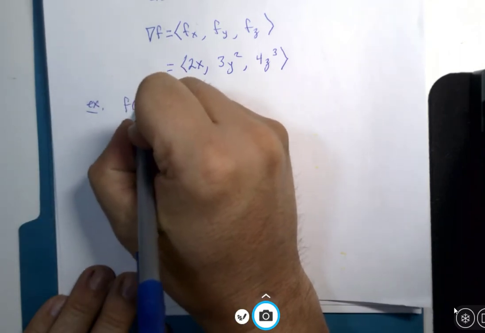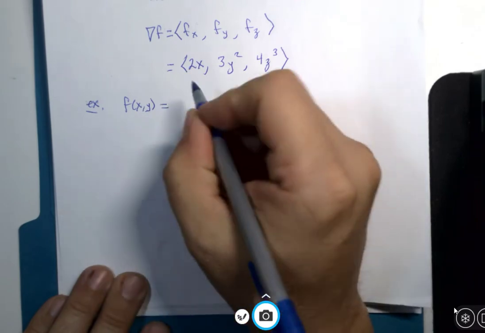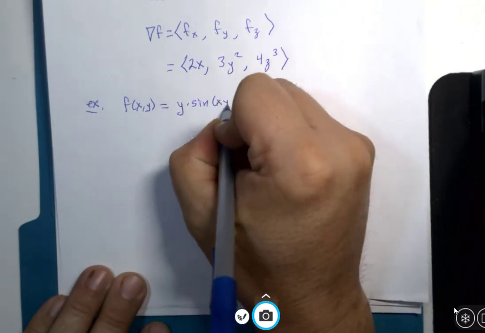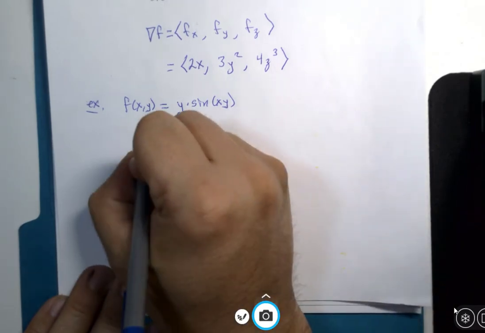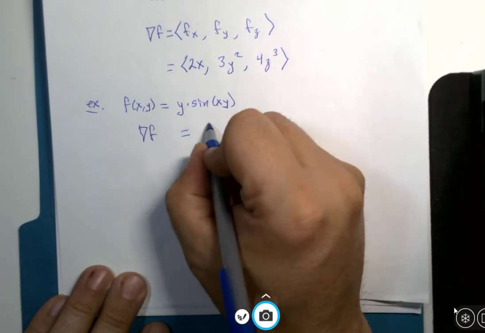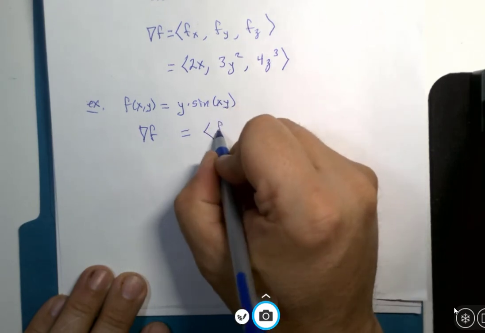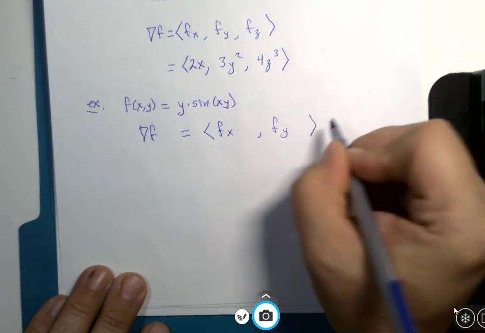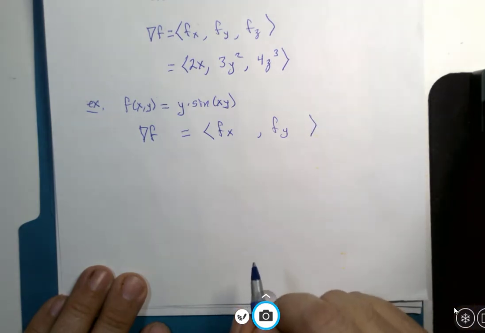We have a function of x and y, and it is y multiplied by sine of xy. The gradient of that function is going to be a vector that has 2 components, the x partial derivative and the y partial derivative.